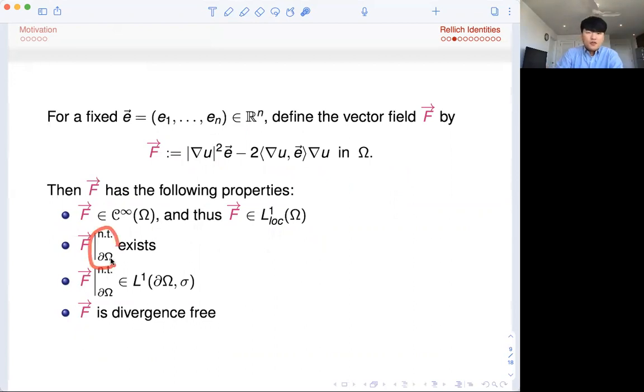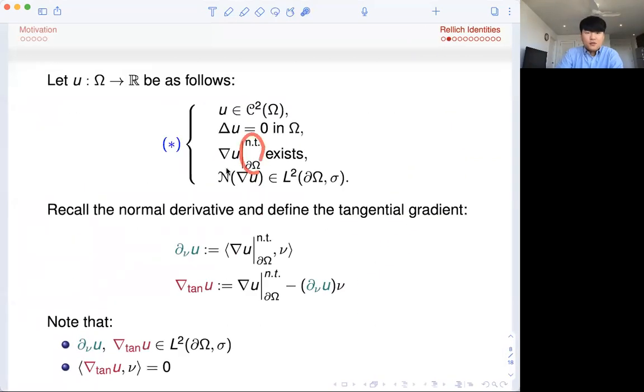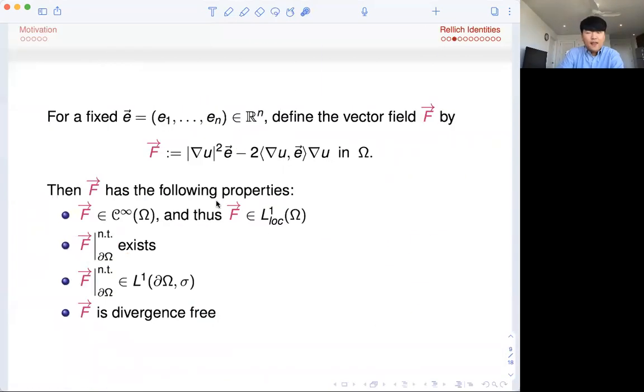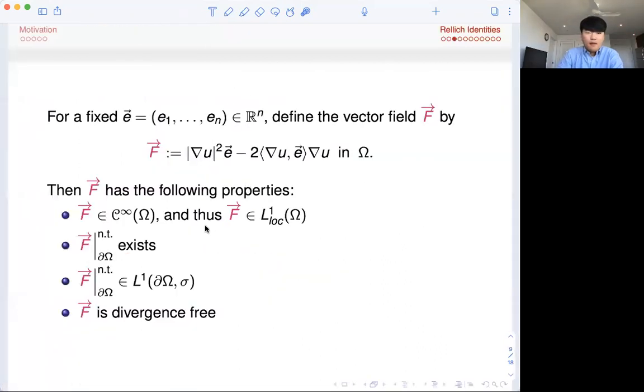And the non-tangential trace of F exists because from the condition star, the non-tangential trace of the gradient of u exists. And then if we take the non-tangential trace of F, everything exists. Moreover, the non-tangential trace of F is L1 on the boundary. This is because from the condition star, the non-tangential maximum operator of the gradient of u is a square integrable function on the boundary. And the non-tangential trace is controlled by the non-tangential maximum operator.